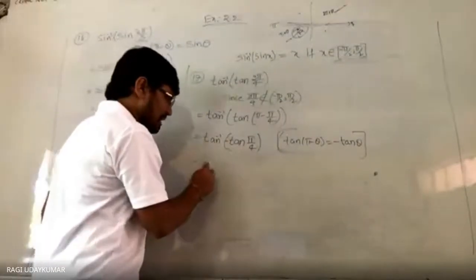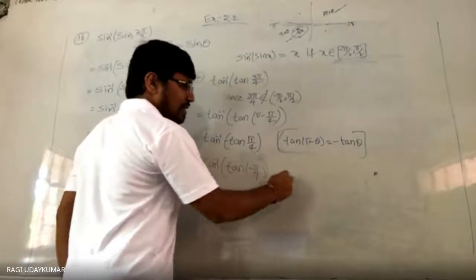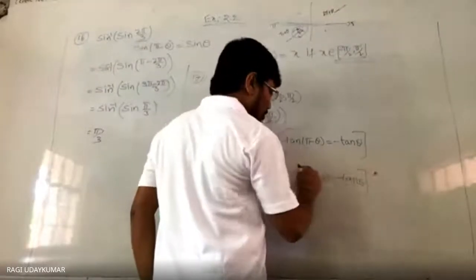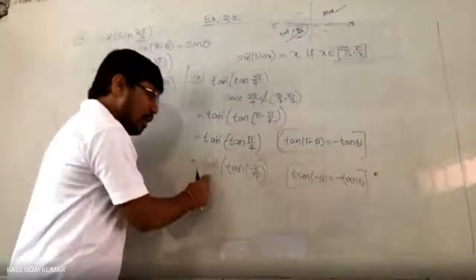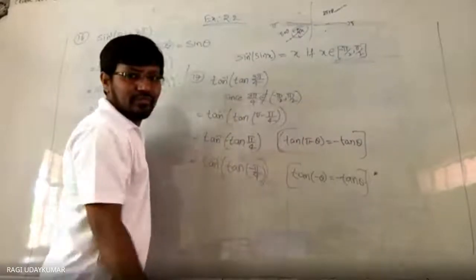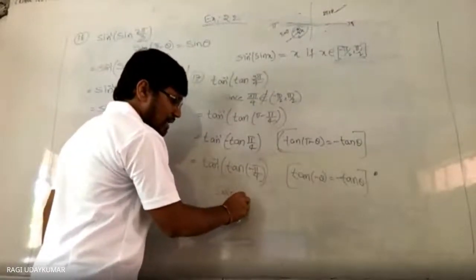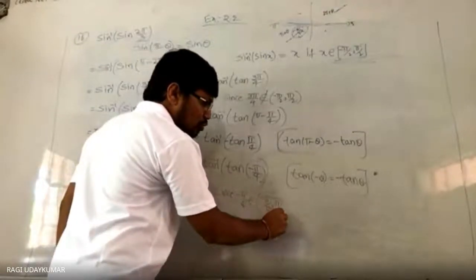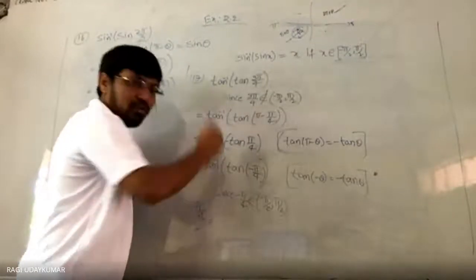Now what did you do here? This can be written as tan inverse of tan of minus pi by 4. Why? Because tan of minus theta is equal to minus tan theta. I am writing the reasons also here. So now you got this minus pi by 4. Now this lies between these two intervals. Since minus pi by 4 belongs to the open interval minus pi by 2 to pi by 2, you can write the answer as minus pi by 4.